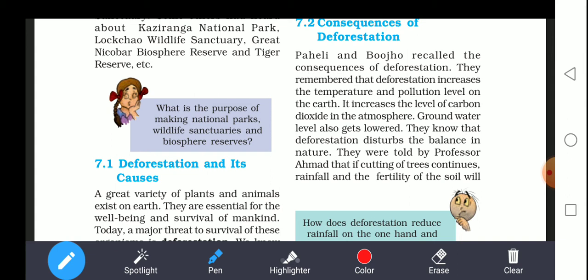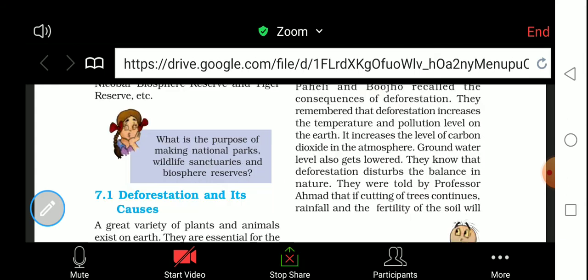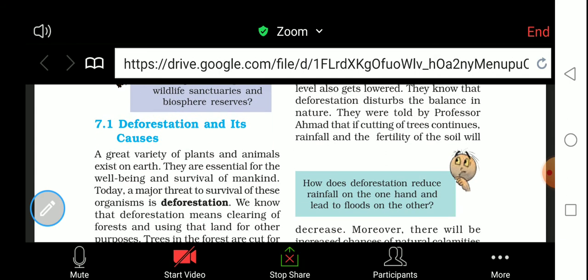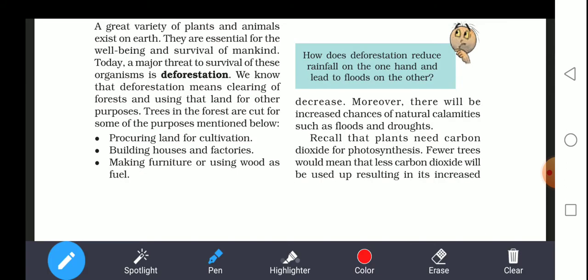Today, a major threat to the survival of these organisms is deforestation. You know that deforestation means clearing of forest and using that land for other purposes, like building factories. There are various purposes. They're cutting the trees, clearing the land by cutting the trees, for other purposes. There are many causes, so we'll study them.